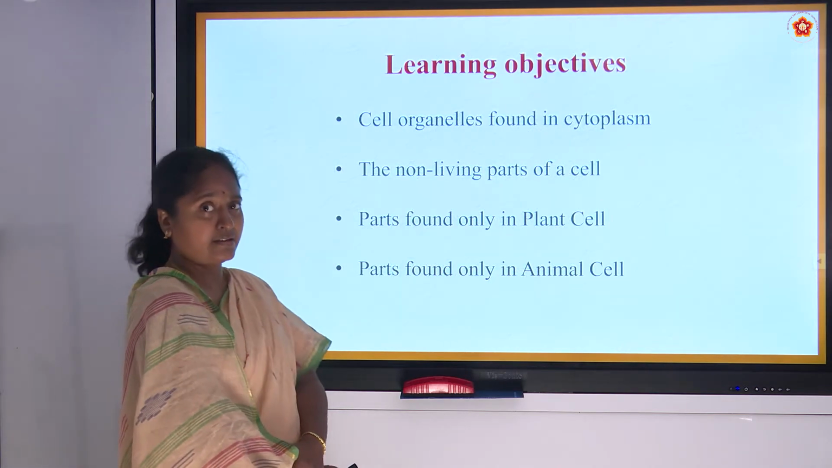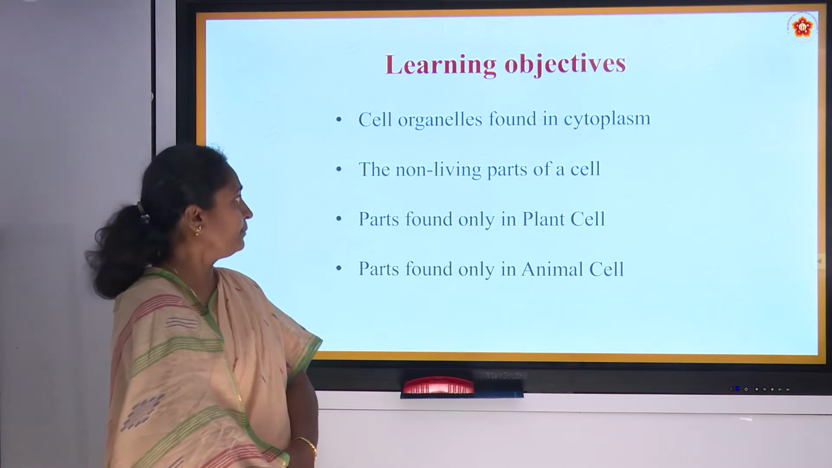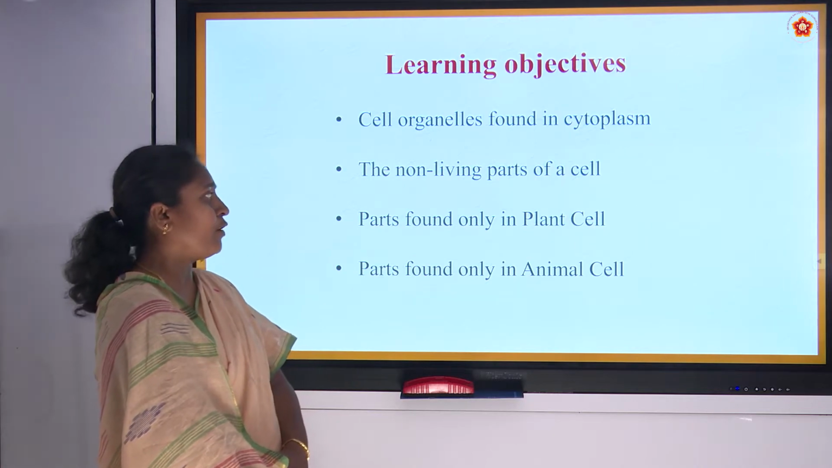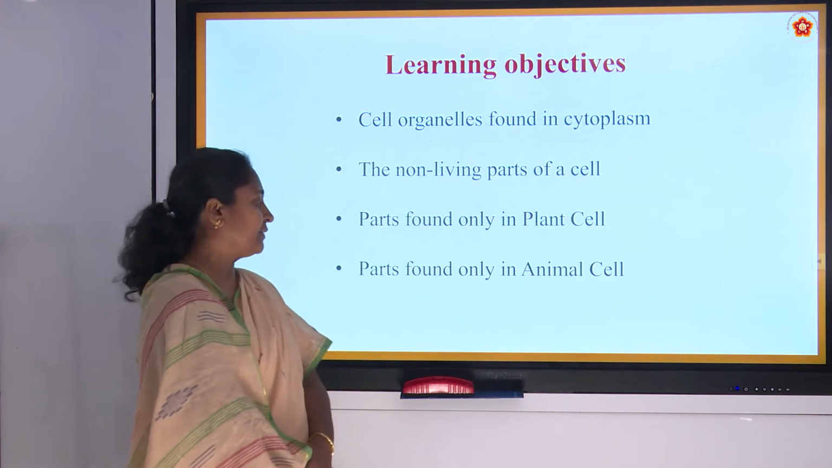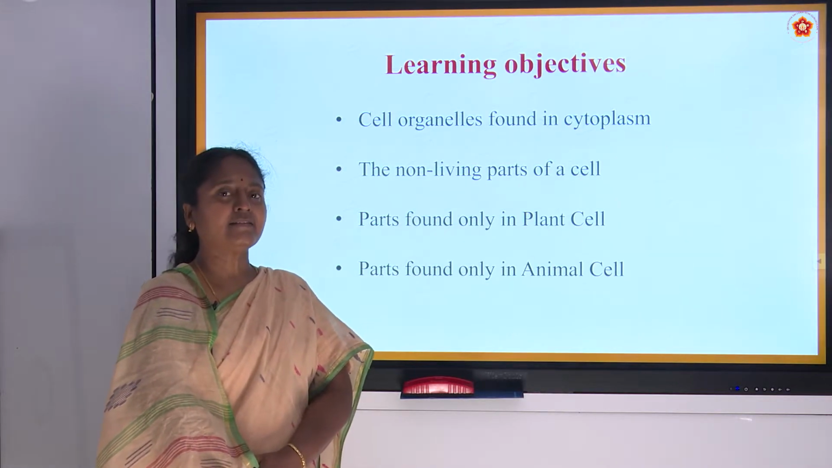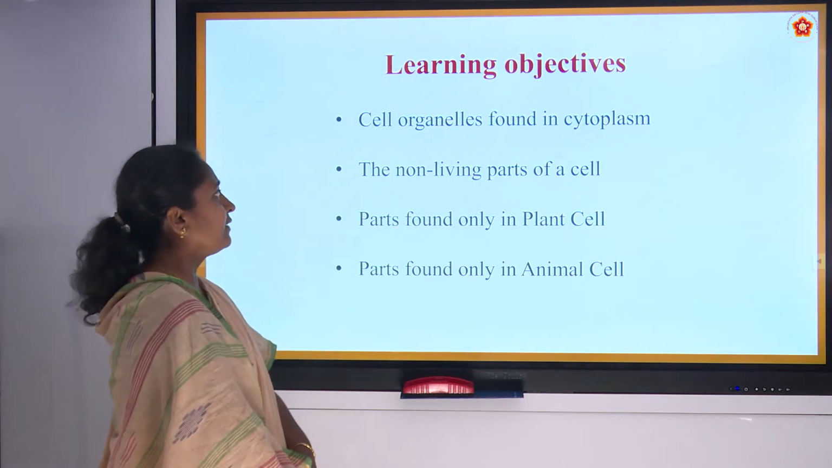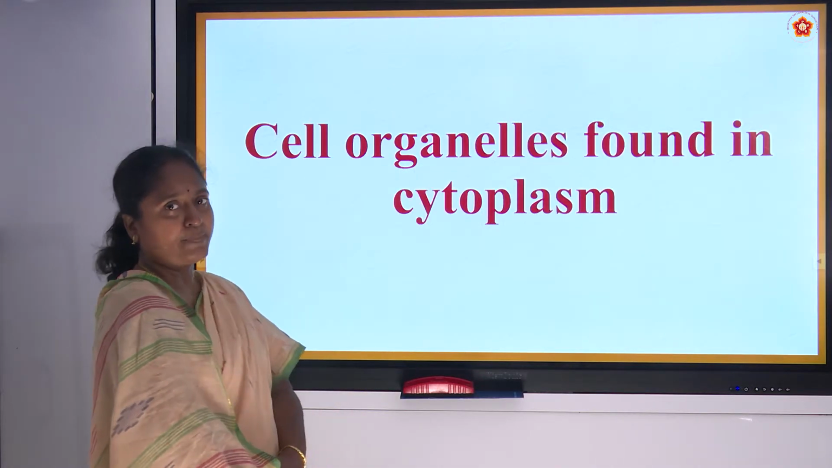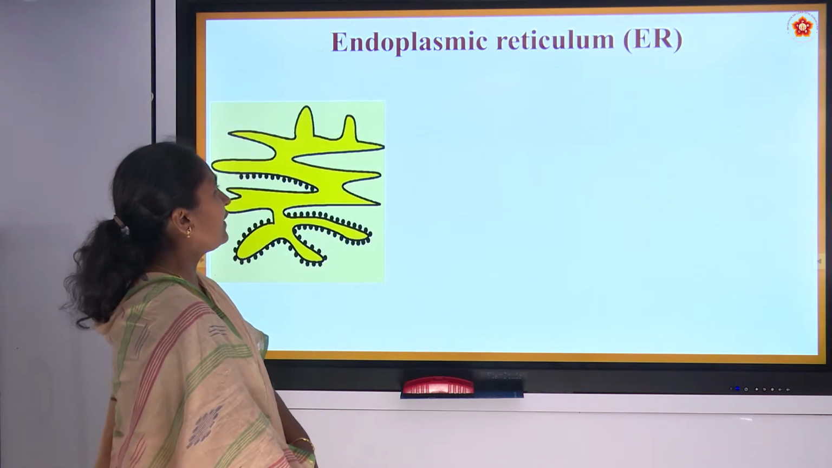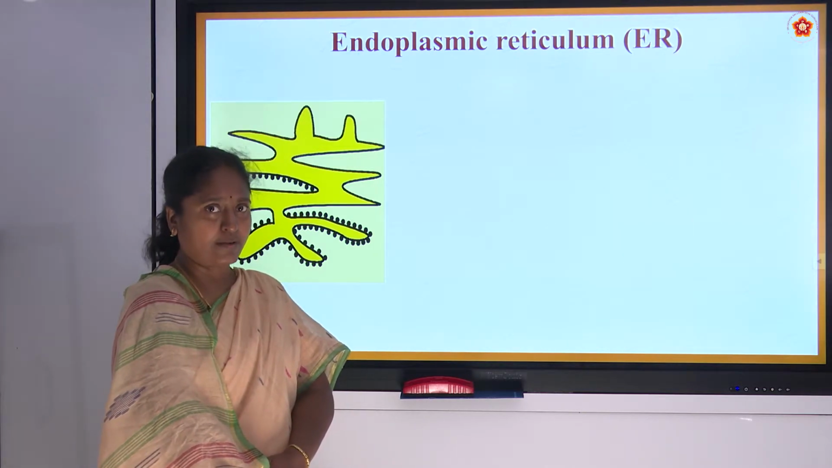Then we will see today's learning objective. Cell organelles found in the cytoplasm, the non-living part of a cell, the parts found only in plant cell, and the parts found only in animal cell. These are the things today we are going to learn. We will proceed with cell organelles found in the cytoplasm first. The first organelle we are going to study is endoplasmic reticulum.